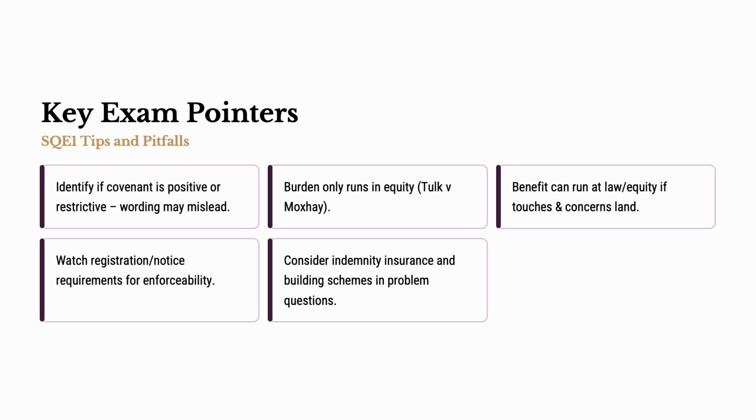Fifth, watch for building schemes. These are popular in exams, with the Elliston v Reacher requirements. You need to keep in mind, is it mutual? And once it is mutual, once you are getting the benefit, you need to hold the burden as well. Sixth, don't forget about indemnity covenants and protective mechanisms. When a problem question involves transfer of servient land, consider whether an indemnity covenant protects the seller. That is very, very important.